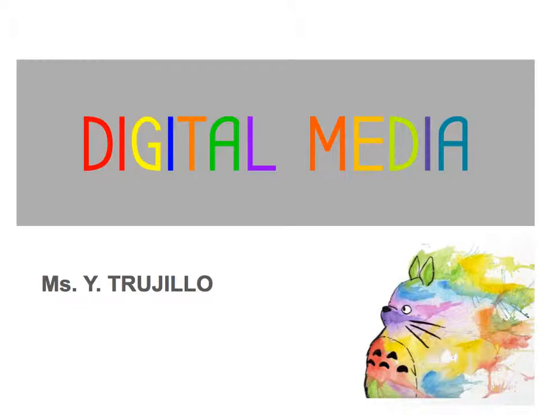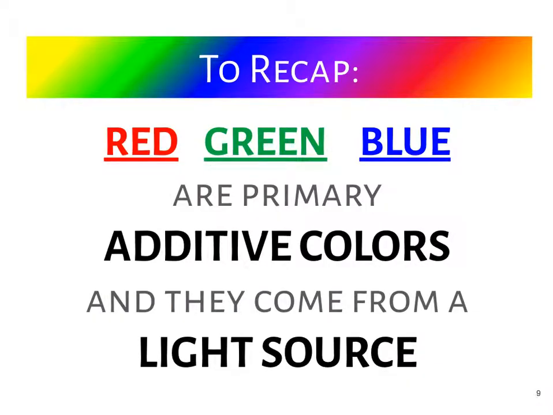This is part 2 for color theory, and in the last class I was talking about color, additive colors. And just to recap, we left at red, green, and blue, which are the primary additive colors. And you learned that they are coming from a light source.